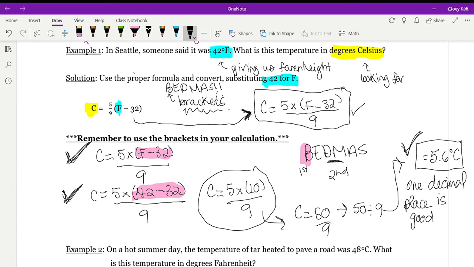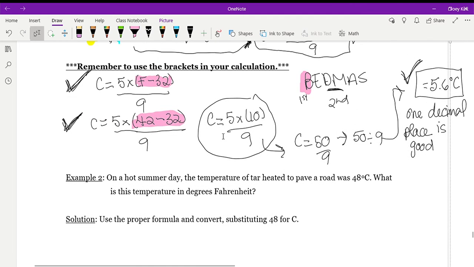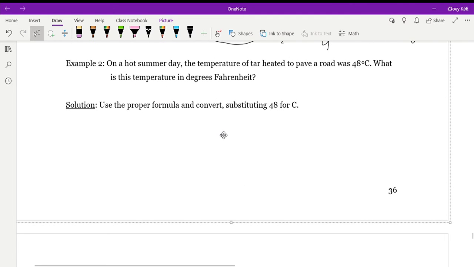Okay, 1 decimal place is good. All right, so one more example for you guys. Actually, yeah, one more example.